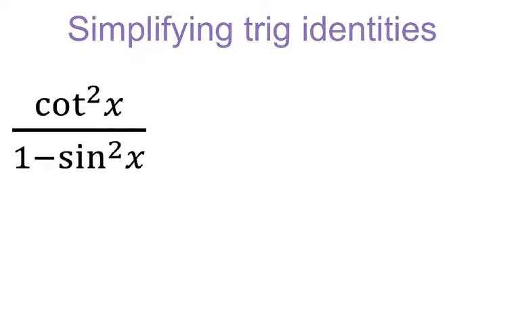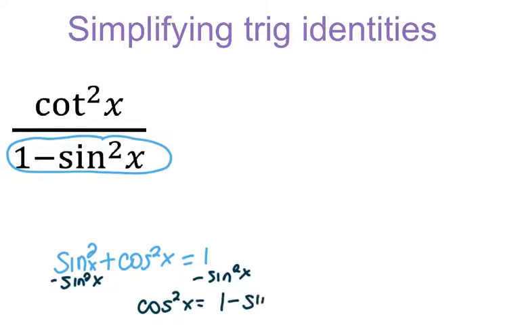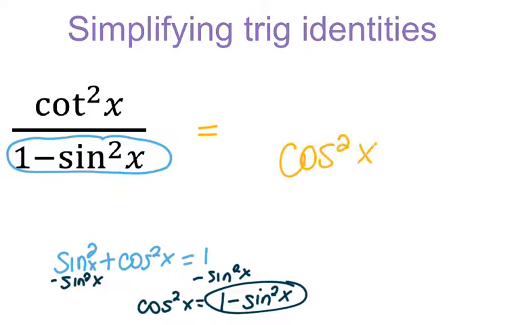All right, so the first example, I notice this looks like it's coming from our Pythagorean identity that says sine squared x plus cosine squared x equals 1. Now, if I rearrange this and move that sine squared x to the other side, you can see how 1 minus sine squared x is now equal to cosine squared x. So we're going to make a replacement in the denominator here. So we'll have cosine squared x in our denominator.